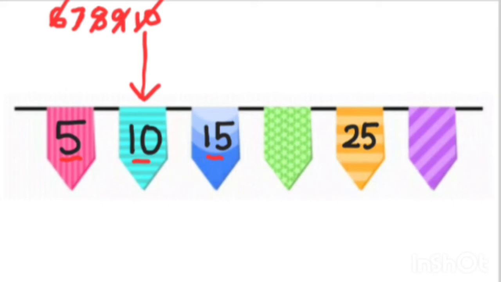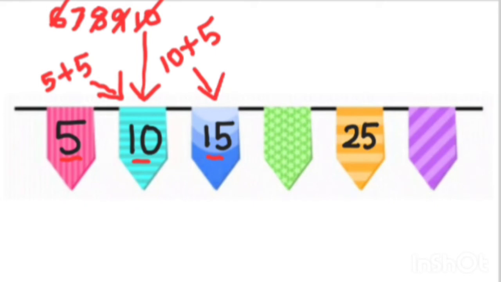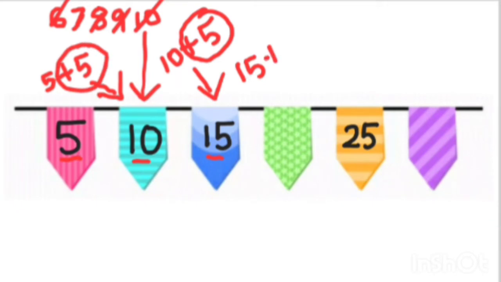Here in this pattern we have to count plus 5 to get the next number. Let us see. 5 plus 5 will give us 10. Correct. So the next number is 10. Let us add 5. 10 plus 5 will give us 15. Very good. Now the next number is 15. What is the rule? The rule is to add 5. So 15 plus 5. Let us count. 15, 16, 17, 18, 19, 20. 15 plus 5 is 20. Very good.